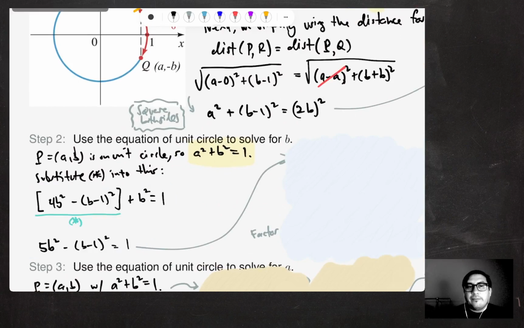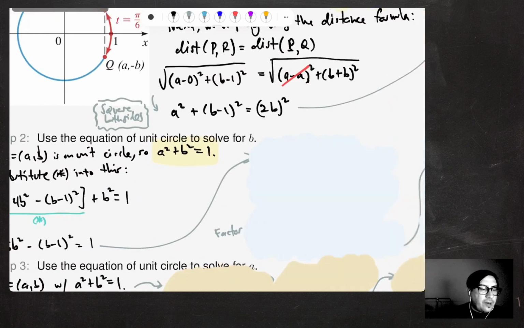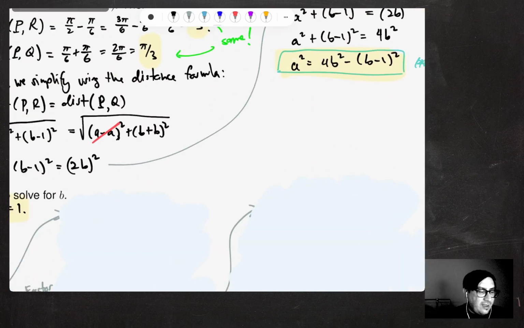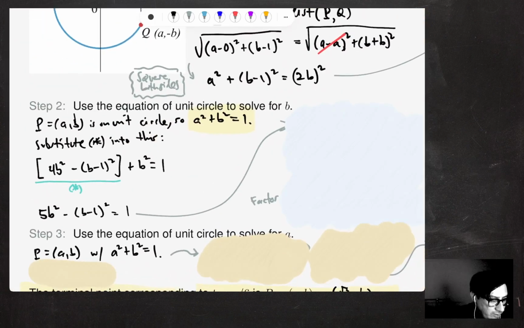So basically, remember here we solved for a squared? So if I just replace anywhere I see a squared with this more complicated thing, we can actually go over here. So notice this is a squared. I just replaced it with that big formula. a squared plus b squared has to equal 1 by the fact that it's on the unit circle. And now, magically, there's no more a's. I basically got rid of them.